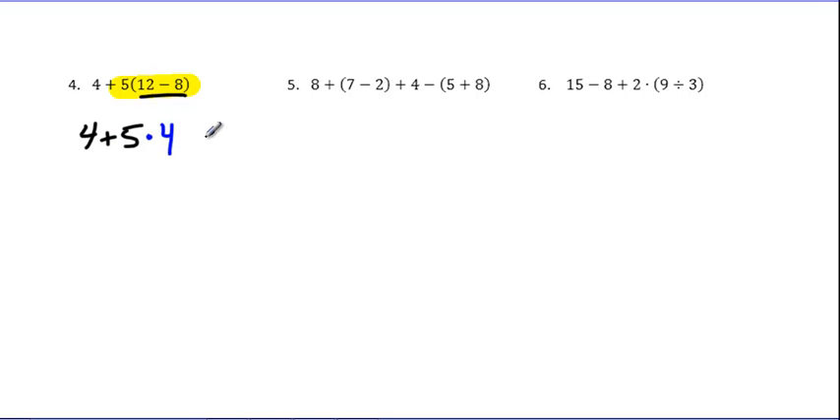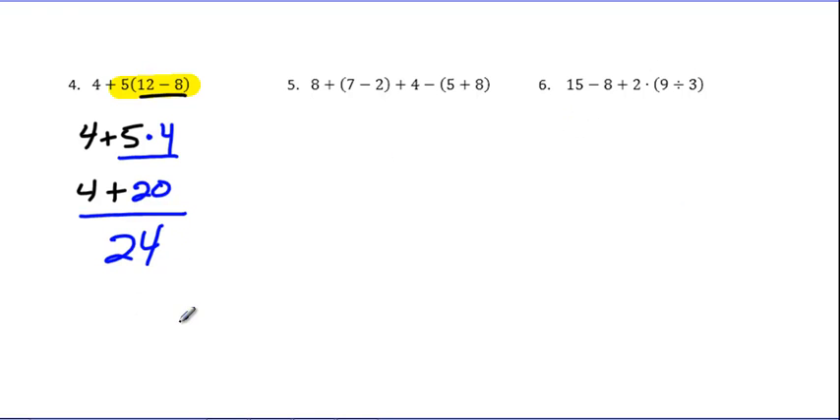Alright, so now at this point, I have addition and multiplication. This is like what we did yesterday without parentheses. We're going to do the multiplication first. I'm going to drop down the remainder, and then I'm going to go ahead and add. 24 is the correct answer.